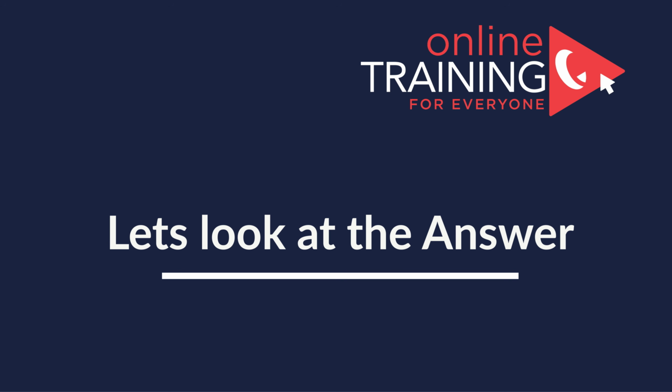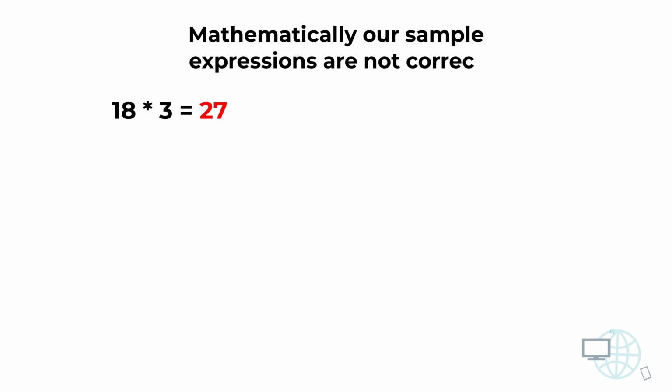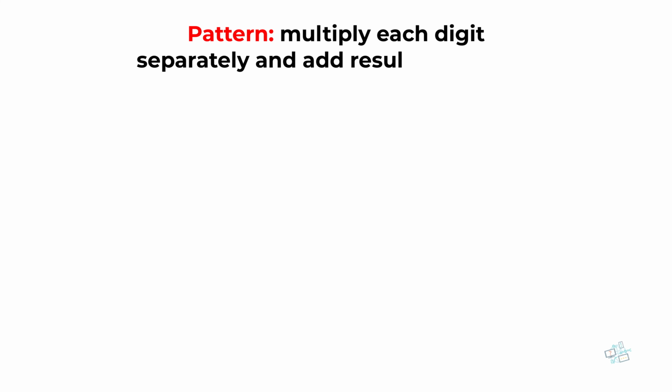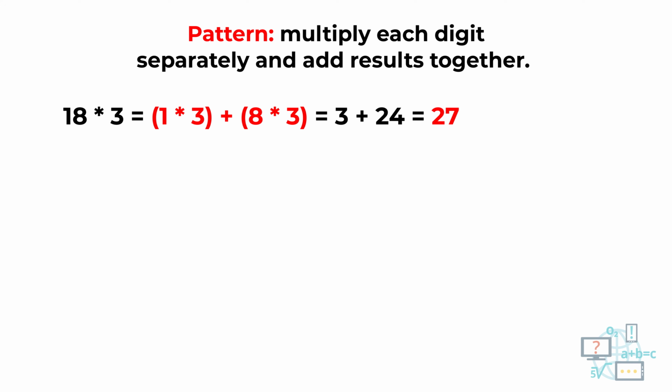Even though mathematically our sample expressions are not correct, for example 18 by 3 is not equal to 27, if you multiply each digit separately and add results together, you will get to the result you need. For example, 18 by 3 should be processed as 1 multiplied by 3 in parentheses plus 8 multiplied by 3 in parentheses, which would be equal to 3 plus 24, which would be equal to 27.